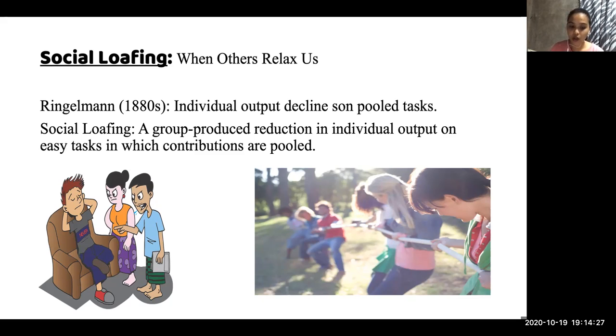Meaning each individual was exerting less effort dahil alam nila na hindi sila nag-iisa, kampante sila, and feeling nila hindi naman masyadong magmamatter yung effort na binibigay nila kasi marami naman sila. So example din nito yung sa group work sa school. Dahil alam mo na may ka-group ka, hindi ka masyado nag-exert ng effort kasi feeling mo hindi naman makakatulong yung binigay mo, and kampante ka na matatapos nila yung task kahit hindi ka mag-exert ng more effort. Yun yung tinatawag na social loafing.